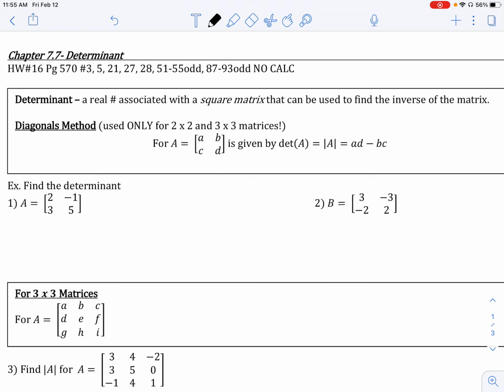So don't be too worried just yet about what the inverse of a matrix looks like. This is just going to be a necessary skill for us to learn to be able to find the inverse of that matrix later on. So the determinant is simply this real number.